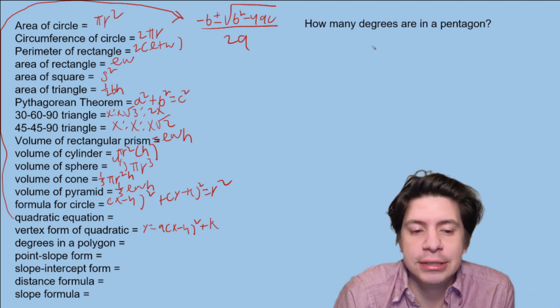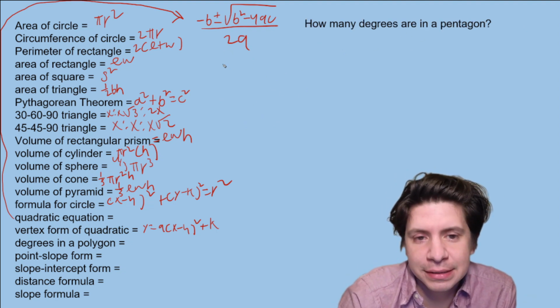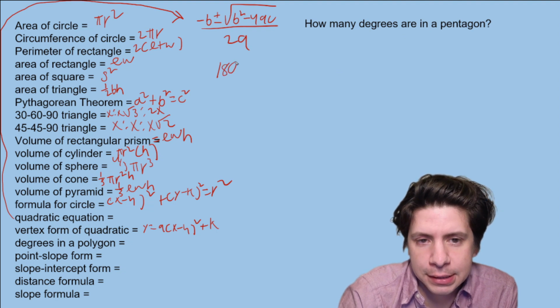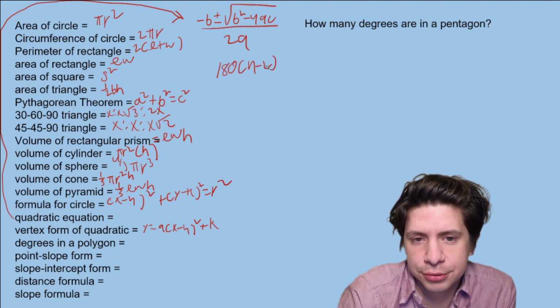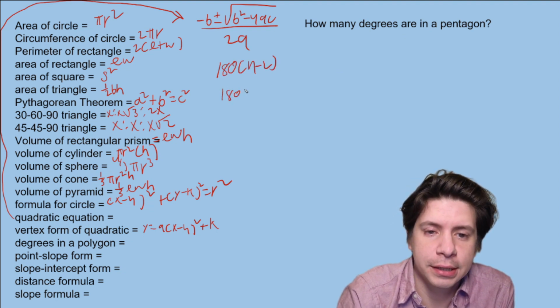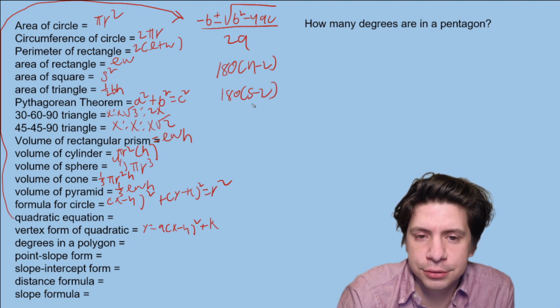Now we have how many degrees are in a pentagon. So degrees are always going to be 180 times the number of sides minus 2 in parentheses, right? So we're going to have 180 times 5 minus 2.